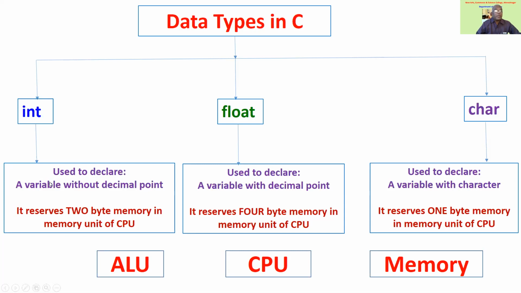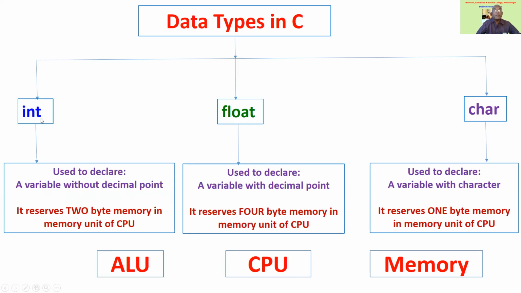What is int? Int is used for a variable that will not take care of decimal point. Integer and real number, what is the difference between them? For example, if I say 2 and if I say 2.0, both have the same value. But when I say only 2, there is no decimal point. When I say 2.0, it is also 2 magnitude wise. But 2.0 means there is a decimal point and there is a mantissa also. So when you are using variables which do not require a decimal point, you are supposed to use int.